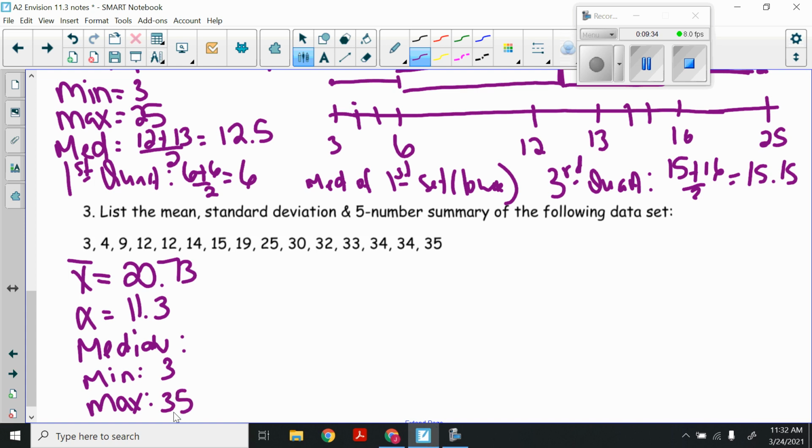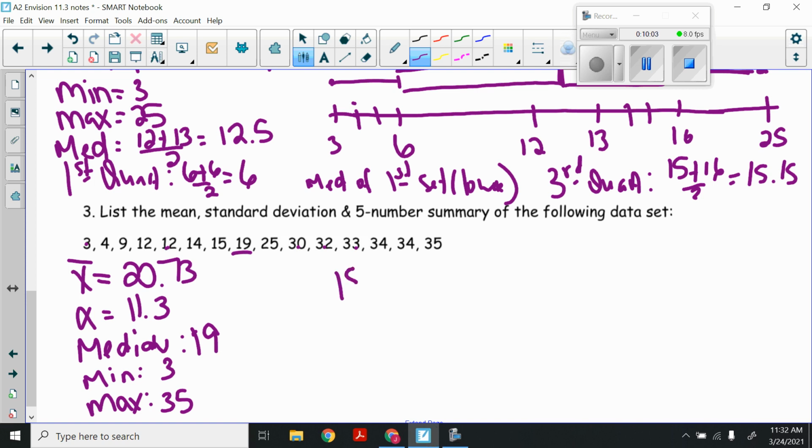The number in the middle, so again, count how many numbers do we have? 1, 2, 3, 4, 5, 6, 7, 8, 9, 10, 11, 12, 13, 14, 15. I have an odd number, so I know I'm not going to have to divide by anything. So if I count in, 1, 2, 3, 4, 5, 6, 7, 8. That's my number in the middle. My median, oh, not 8, sorry. My median is 19.